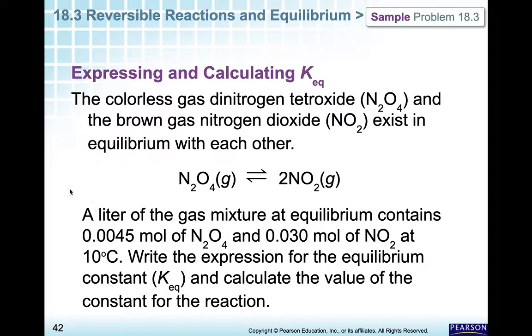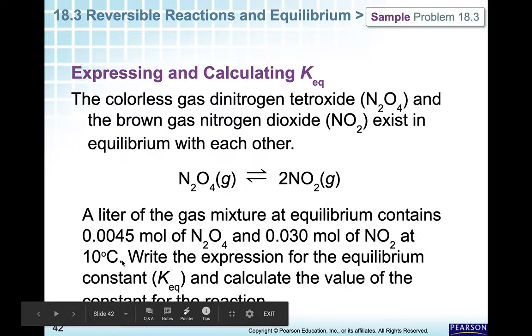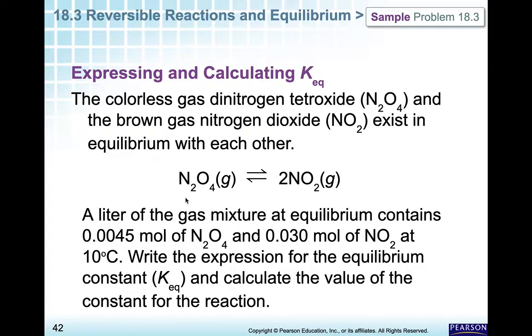Alright, so let's see what our given information is. We have 1 liter of a gas mixture at equilibrium, and we know that it contains 0.0045 moles of dinitrogen tetroxide and 0.030 moles of nitrogen dioxide at a constant temperature. We want to know two things. We want to write the equilibrium expression, so the expression for the equilibrium constant, and we want to actually calculate the value of that equilibrium constant.